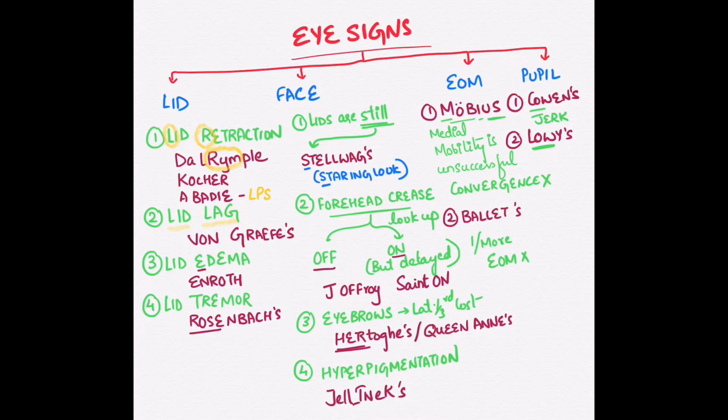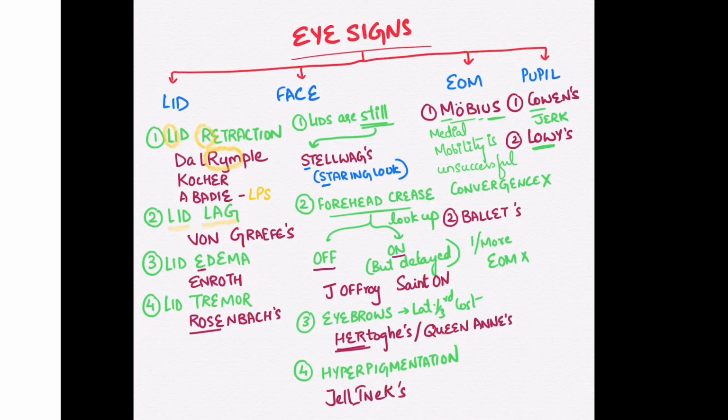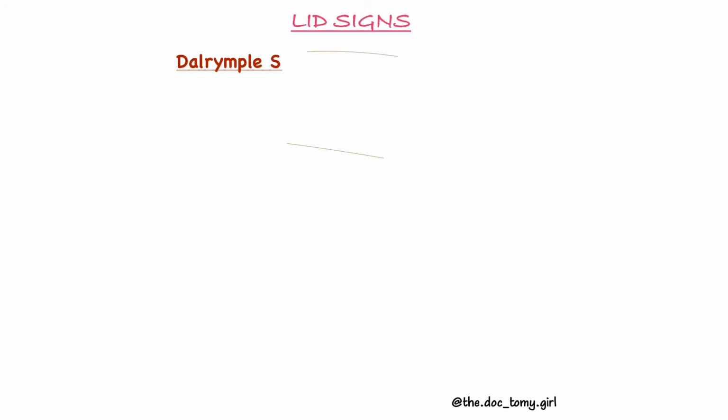Let's take a quick recap of all the eye signs that we have discussed so far. Under the lid signs, there were lid retraction signs, that is the Dalrymple sign, Kocher sign, Abadie sign. Lid lag sign was the von Graefe sign. Lid edema sign, the Enroth sign. Lid tremor sign, Rosenbach sign. Facial signs are Stellwag sign, Geoffroy sign, Saint-Anne sign, Hertoge's or Queen Anne sign, and the Jelinek sign. Extraocular muscle signs are the Mobius sign and the Ballard sign. Pupil signs are the Cowen sign and the Loeys sign. Of course, there are other signs also which we will be discussing now.